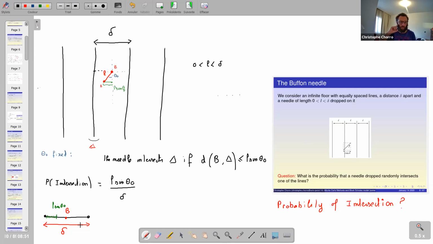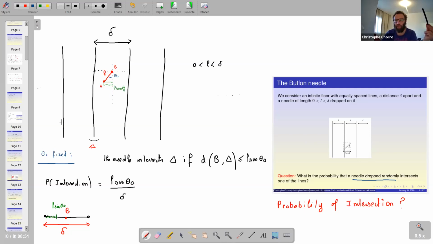Okay, so this is true for a fixed theta 0. What happens when theta 0 is not supposed to be fixed? Knowing that I drop my needle randomly, it means that theta 0 takes uniform values. In which interval? Just be careful, because look at me with the pen.